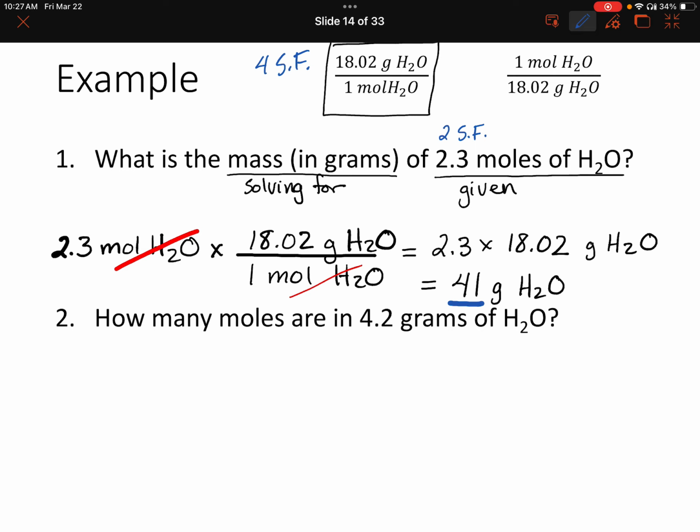Let's see, for number 2, how many moles are in 4.2 grams of H2O? Okay, so let's see. Maybe try this one on your own first. So pause the video, see if you can figure it out, and then we'll go over it together.